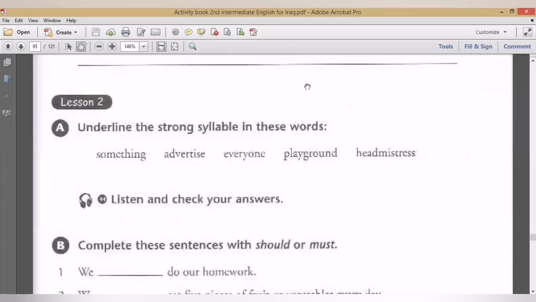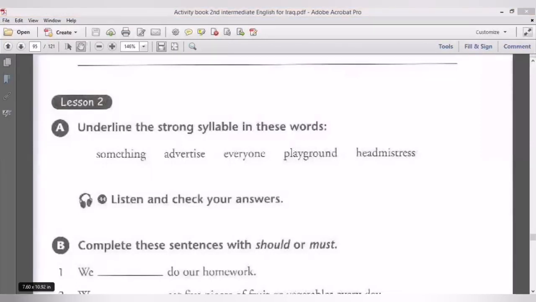We have this exercise of lesson two. You have to underline the strong syllables in these words, but you're going to listen to these words and you have to underline the strong syllables. Track 44.